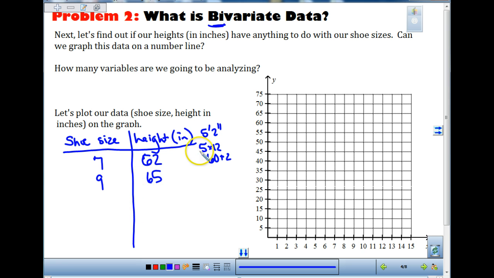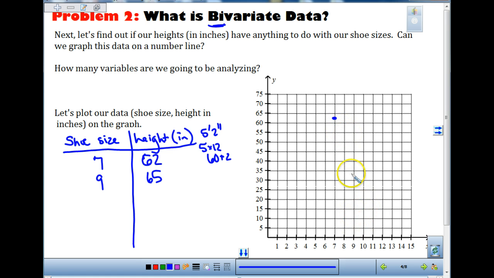Okay? So what I'm going to do is call on each of you. We are going to give your shoe size and your height. And as you give me your shoe size and your height, we are also going to be thinking of plotting those. So if I had to plot the point 7, 62, I'm going to go to 7, and then I'm going to go up to 62, and 7, 62 would be here.